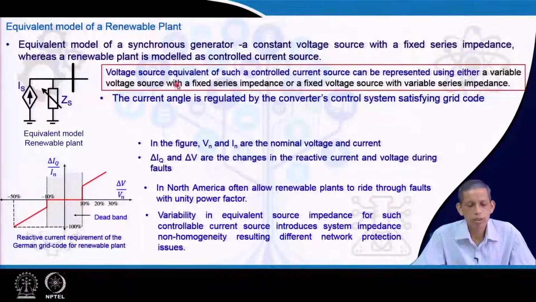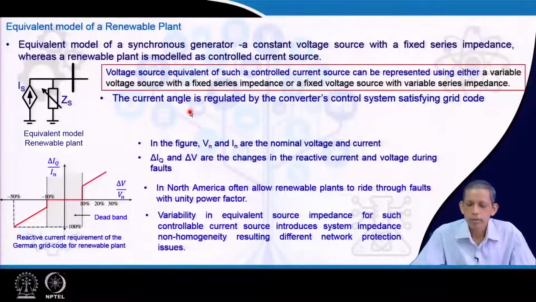Now, if we would like to consider it as a voltage source, a control source, for that perspective, representing either a variable voltage source with a fixed impedance or a fixed voltage source with variable series impedance. So, these are the two possibilities which you can consider: the corresponding current source converted to a voltage source operating at a particular instant, because every instant the corresponding current source changes, and that is what we call the control current source perspective.